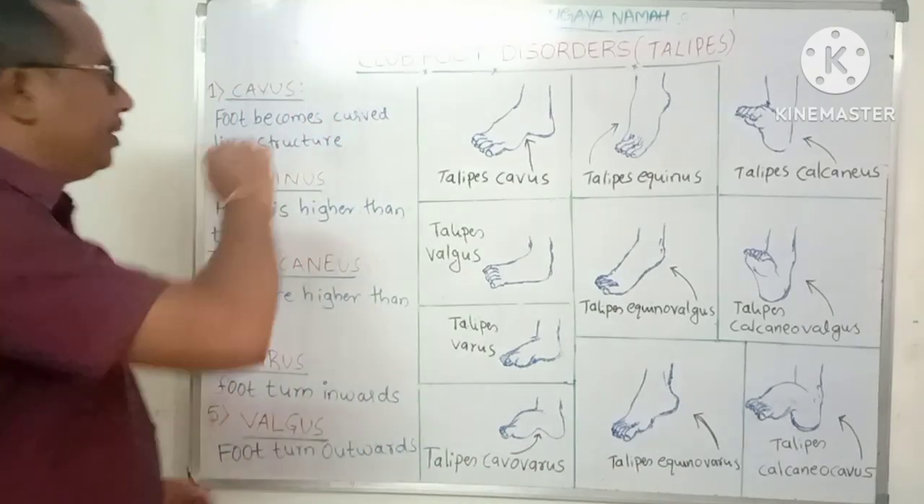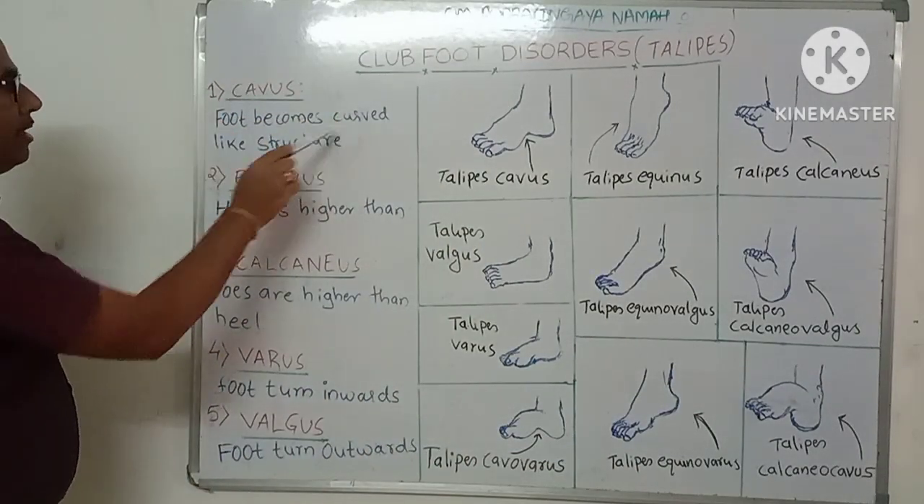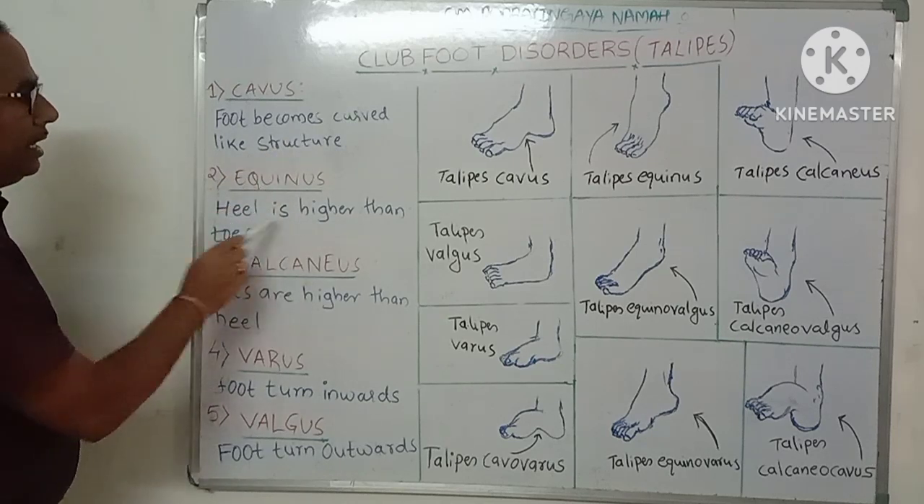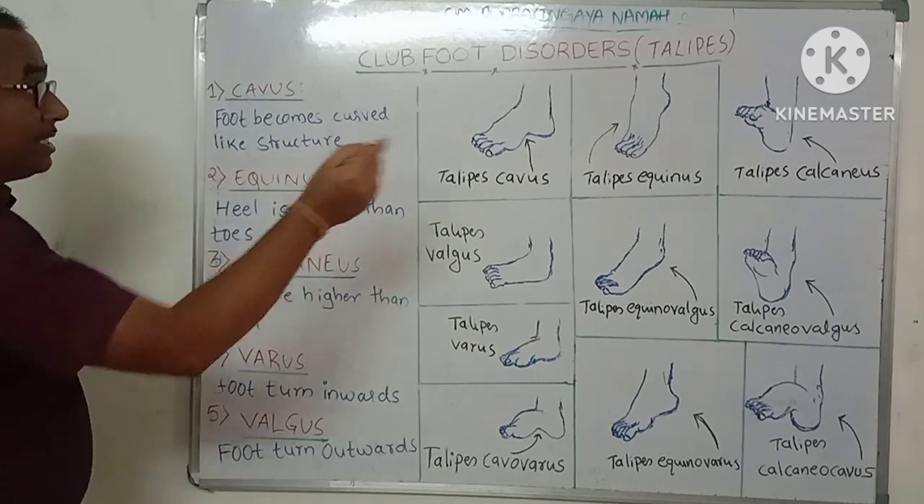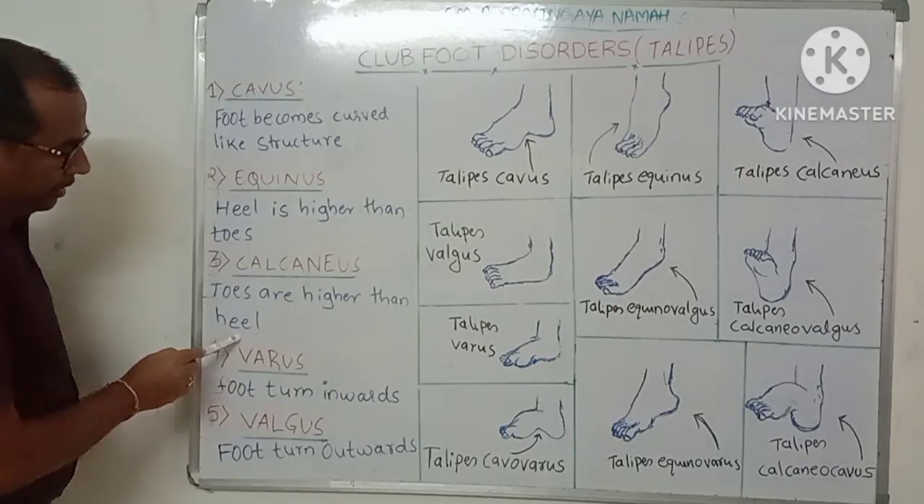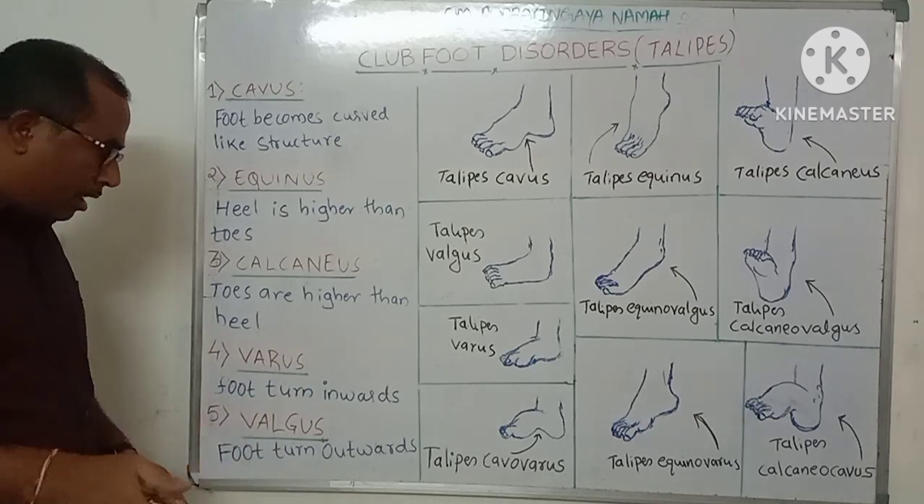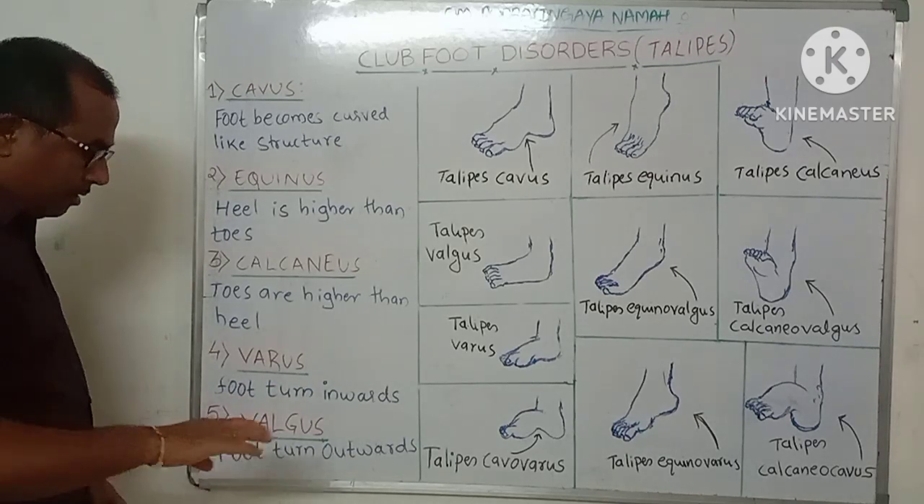You need to be thorough with this terminology. What is meant by cavus? Cavus means curvature in the foot. Equinus means heel is higher than the toe. Then calcaneus, toes are higher than the heel. Then varus means foot is turned inward. Valgus means foot is turned outward.